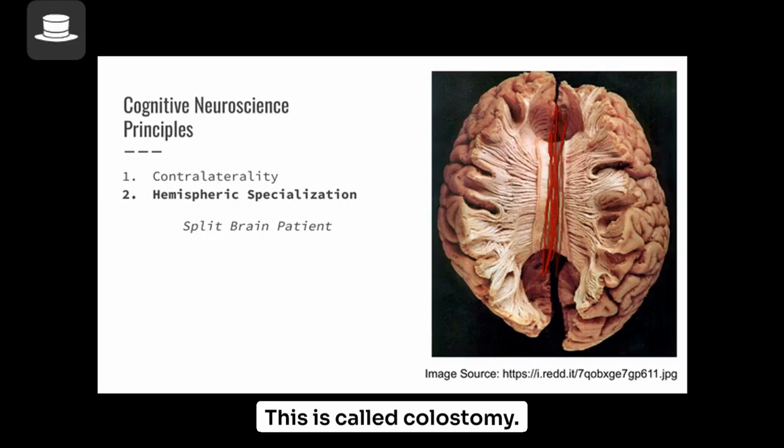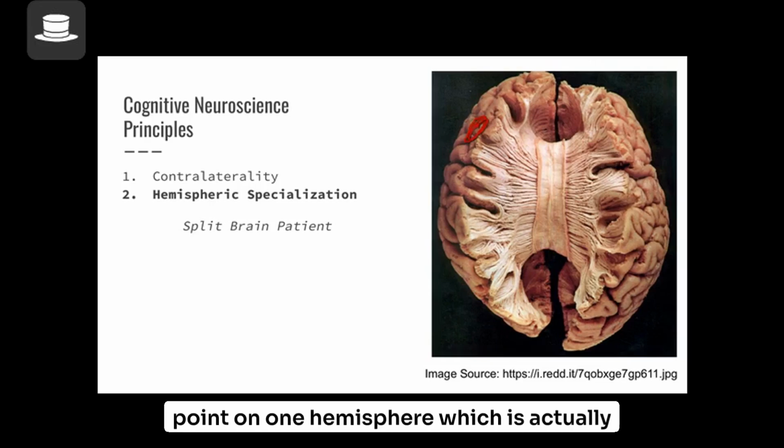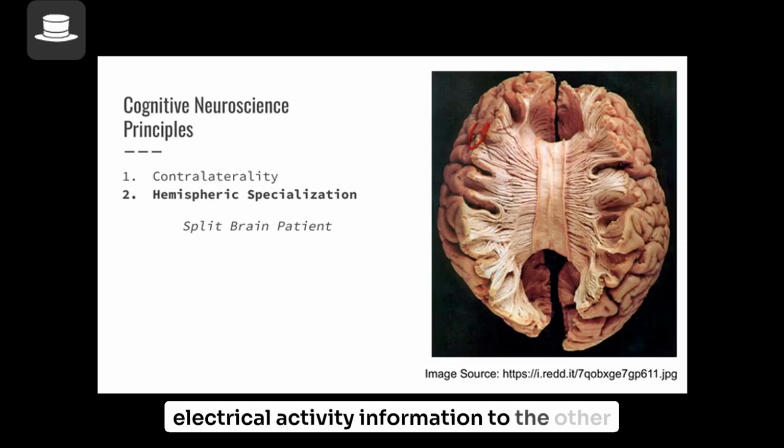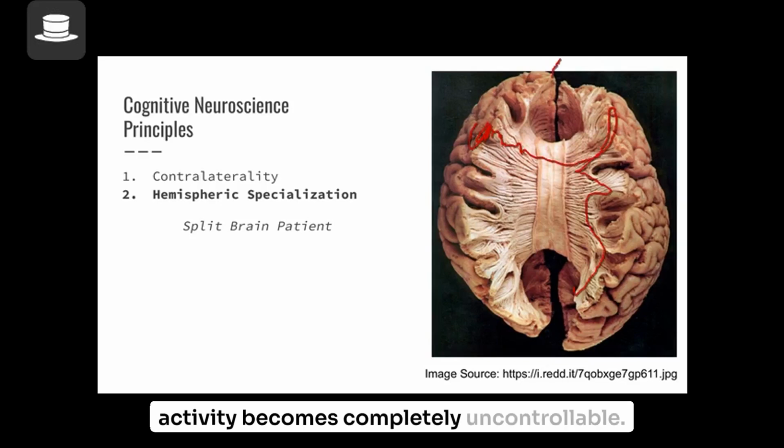This is called callosotomy. The reason they do it is severe epilepsy, which is uncontrolled electrical activity of a specific part of the brain. Let's assume there is a particular point on one hemisphere which is uncontrollable in its electrical activity, and this is the reason why a person is experiencing epilepsy. These fibers actually carry this electrical activity to the other part of the brain too, so the electrical activity becomes completely uncontrollable.